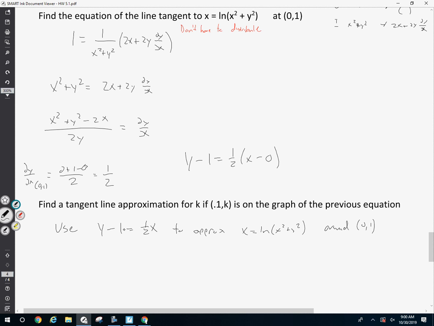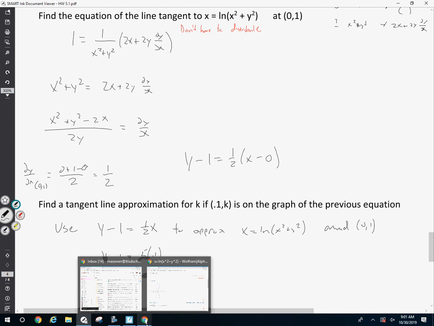0.1 is an x, so I plug in 0.1 for x. So 1/2 times 0.1, so that's 0.5 times 0.1. I prefer to use decimals because 0.1 is easy. You just move the decimal place over. So y minus 1 equals 0.05. I think y equals 1.05.